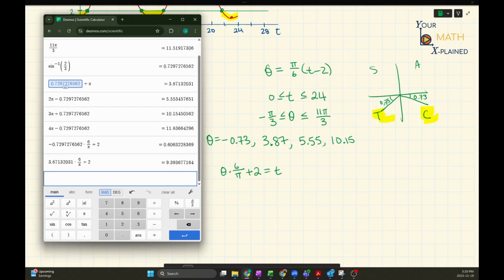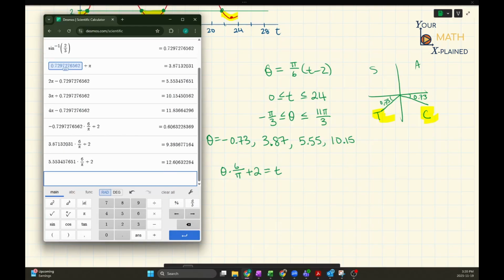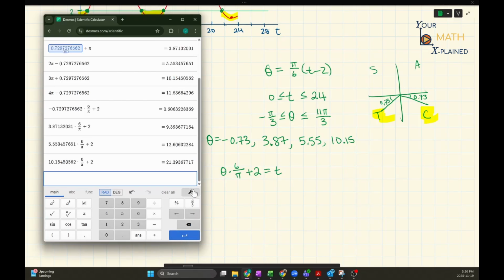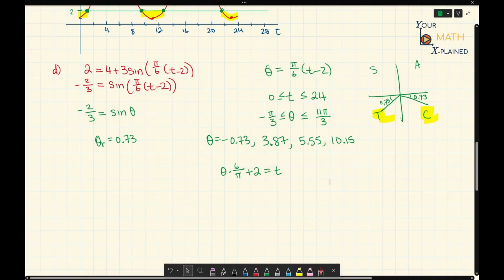The third one is this value here. So we take that, do the same thing. So times 6 divided by pi plus 2, which gives us this. And then finally, the last one is 10.15. So we're going to multiply by 6 divided by pi and then add 2. And that gives us 21.39. Okay, so I'm just going to move this away and then write those numbers down.